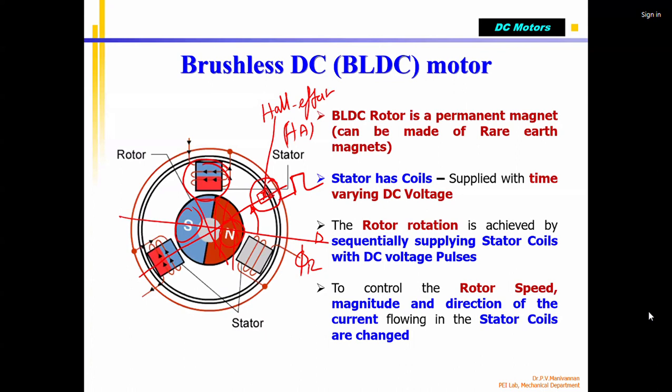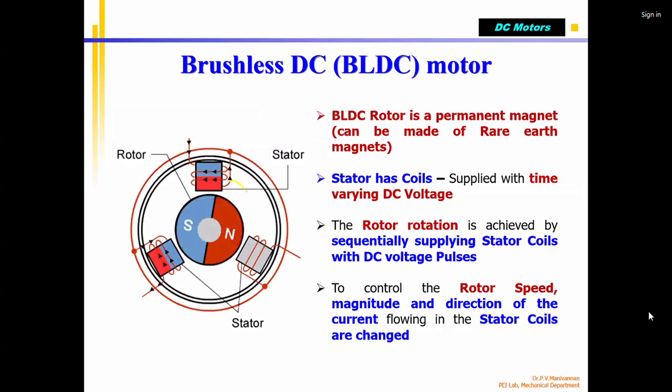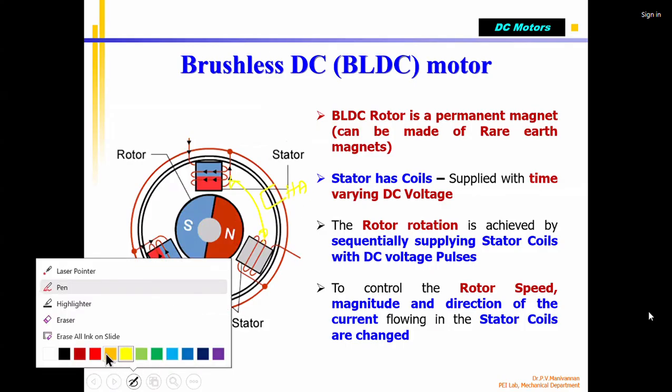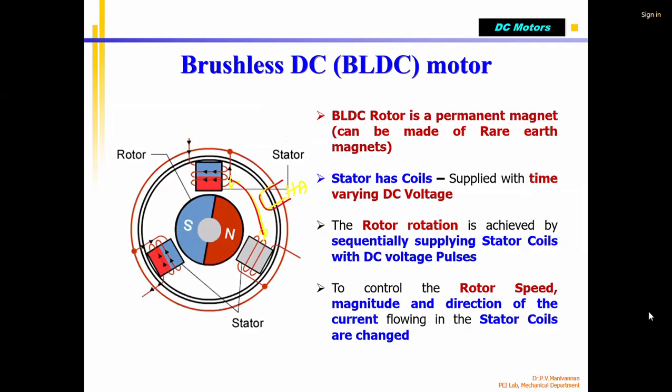How long will the pulse be there? As long as the north pole is there, it will generate a pulse for some duration, till the north pole crosses this area. Since my HA is here, during this entire 120 degree duration the sensor will generate a pulse, the Hall sensor output, for a 120 degree period, because during this period the north pole is facing it, correct? The magnetic flux will go and touch.